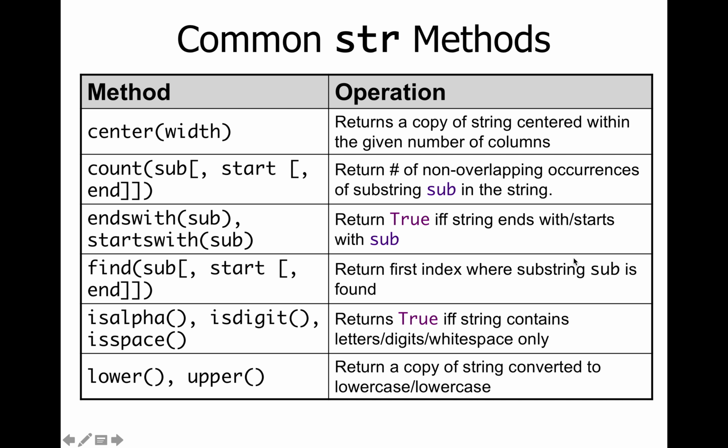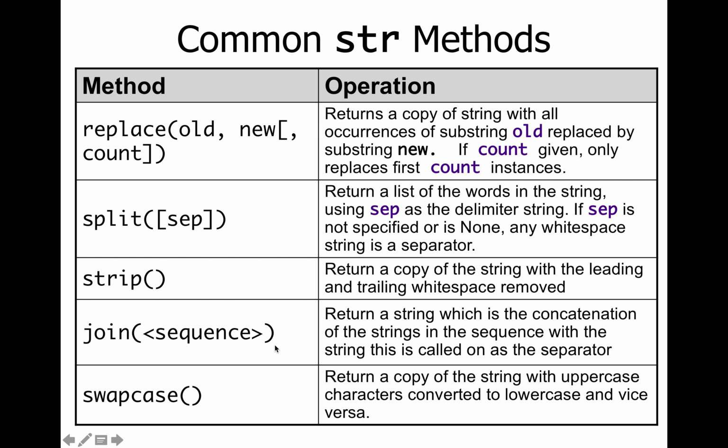Some common string methods that we'll be working with, you might have already worked with, like center, count, ends with, find, is alpha, is digit, lower and upper. Some other things we might start working with: replace, split, strip, join, swap case. So join is really handy if you want to turn a list into a single string.